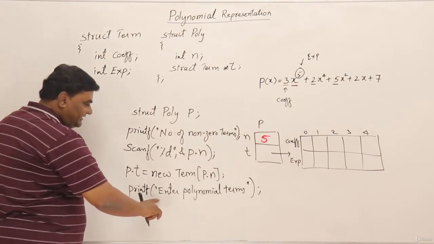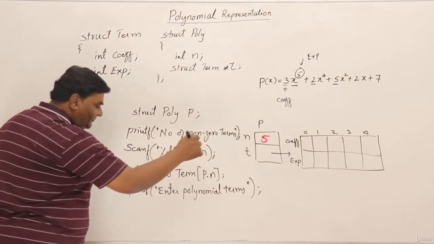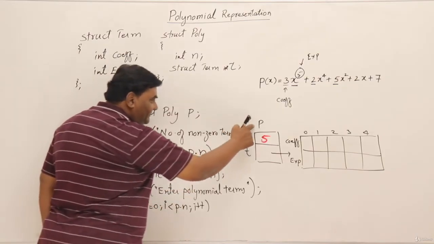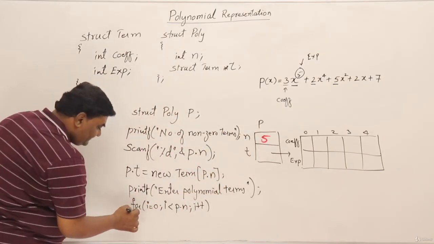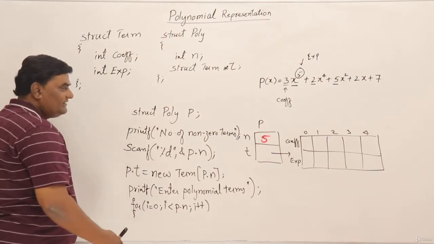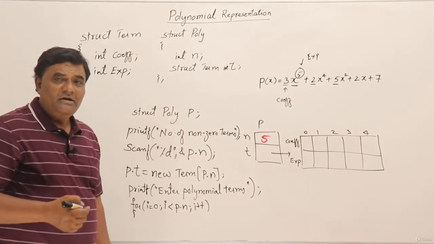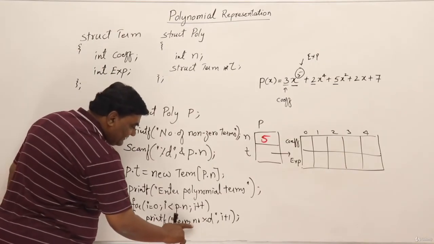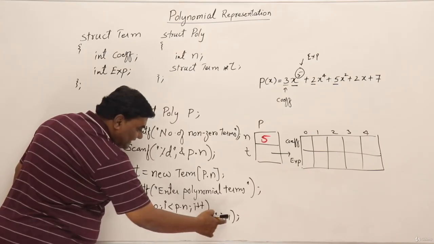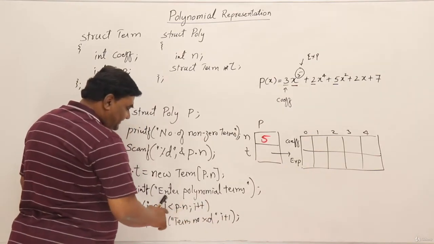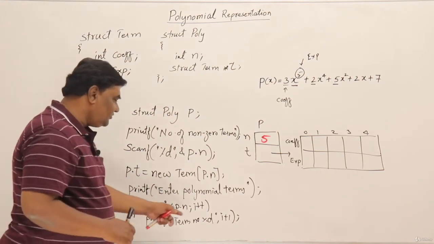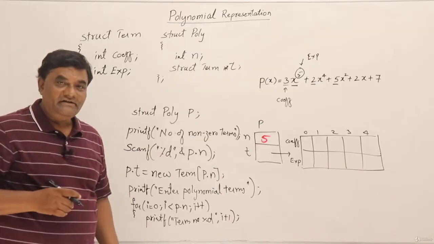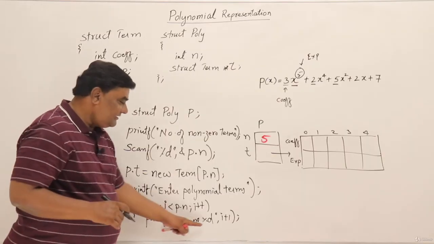So I will write the code here for reading all those values one by one. Here I gave a message, enter polynomial terms. Now using a for loop I'll read the values: for i = 0; i < p.n; i++. But before reading, I will display the term number. I am printing printf enter term number, i plus 1. I is 0, so first it will be 1, then 2, so it will show numbers from 1 onwards. So the user entering the data will know which term he is entering.